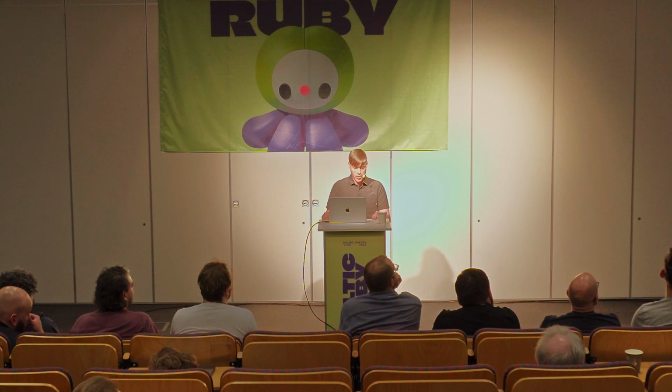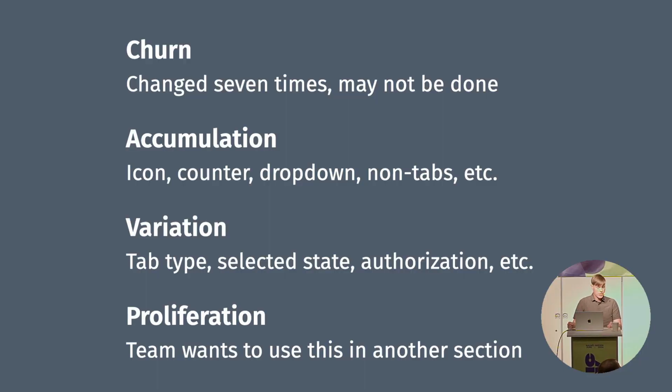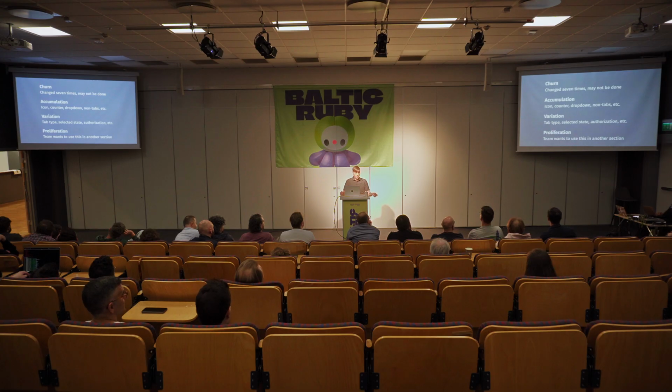And here's our entire ERB template. It's at this point that I think we're due for a refactoring. Not necessarily because of the lines of code, but because we've reached a level of volatility, for me, in terms of churn and complexity that I'm no longer comfortable with. In terms of churn, we've changed this template now 7 times. And we've grown in complexity by accumulating new attributes like icons and counters. We've added variation by things like tab type and selected state, and conditional rendering based on authorization and feature flagging.